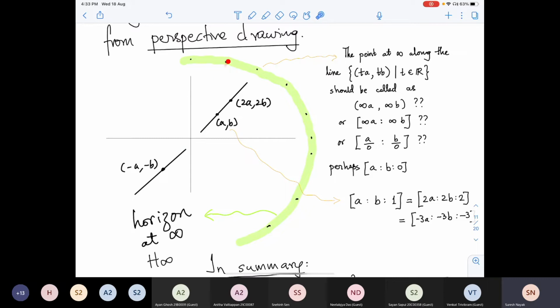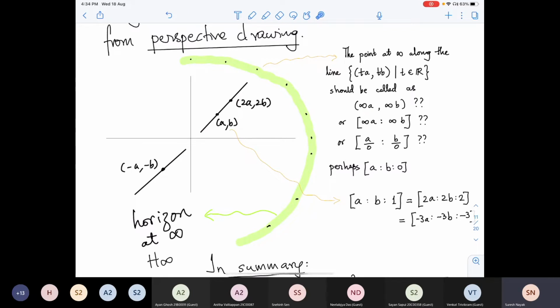And similarly, there are other lines. So there'll be a point at infinity here. For the vertical line, there's a point at infinity here. For the horizontal line, there's a point at infinity here, and so on and so forth. So you have this entire horizon of points at infinity, which I'll call H infinity. And I need a good notation for writing these points at infinity. So the point at infinity along this line, I'll represent as (tA, tB), where t belongs to R. By varying t, I'll get different points on this line from the origin.